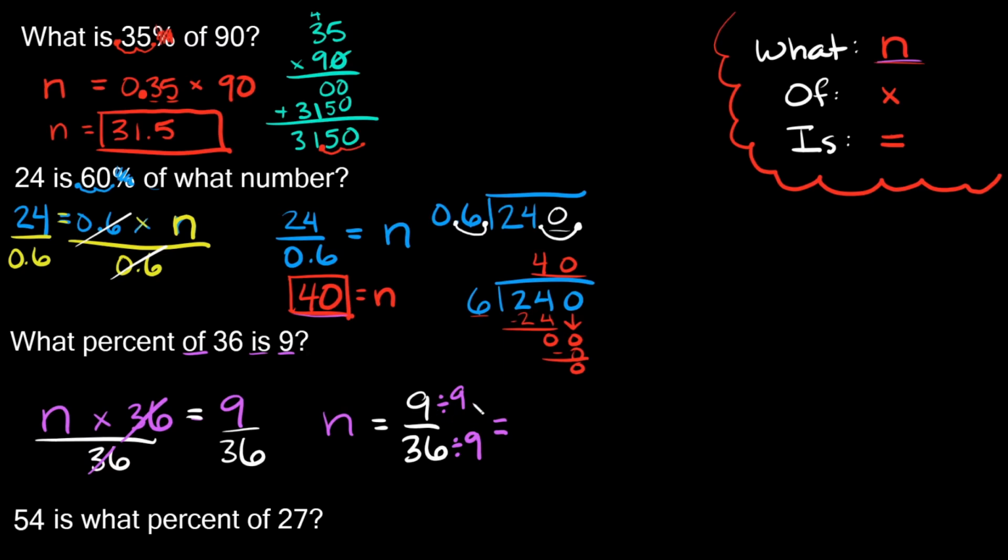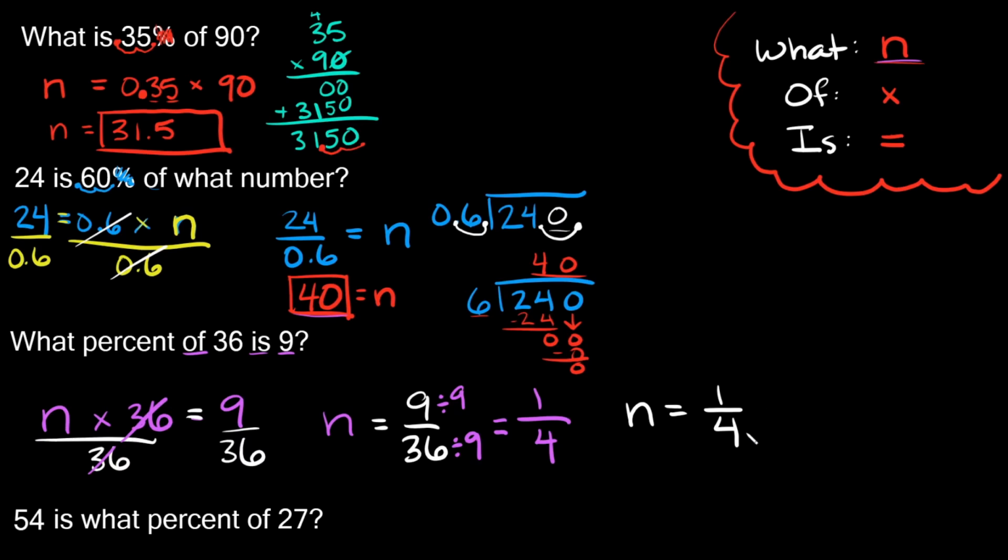Okay, so what's 9 divided by 9? 1. What's 36 divided by 9? 4. Okay, so then n is equal to 1/4, and I'll write that over here. n is equal to 1/4.